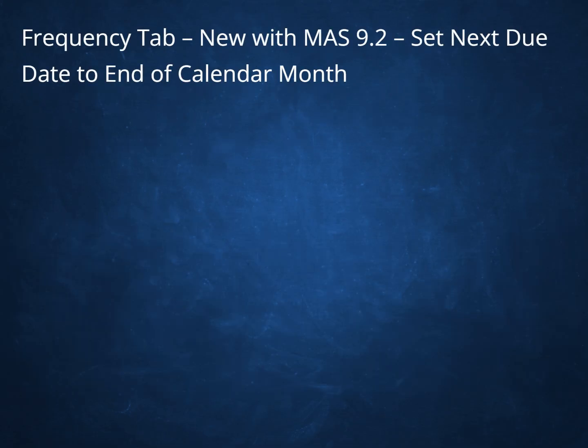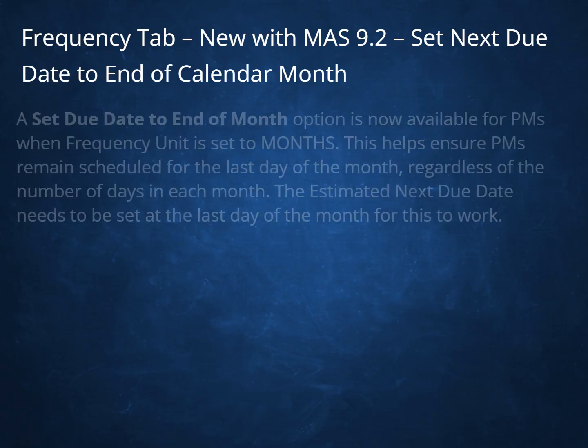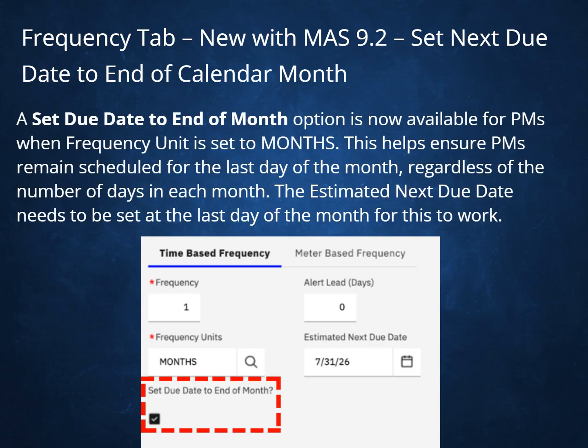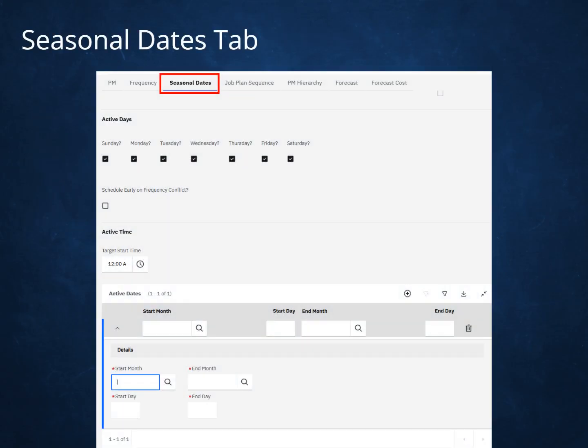Frequency tab, New with MAS 9.2. Set Next Due Date to End of Calendar Month. A Set Due Date to End of Month option is now available for PMs when frequency unit is set to months. This helps ensure PMs remain scheduled for the last day of the month, regardless of the number of days in each month. The estimated next due date needs to be set at the last day of the month for this to work.